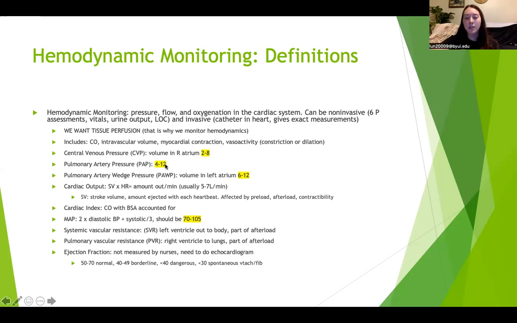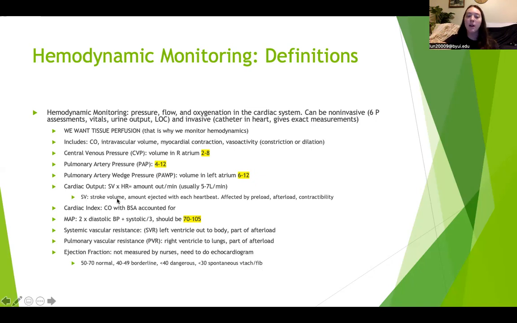Pulmonary artery pressure is about 4 to 12. And I'll show you a diagram that will make more sense, but just remember these numbers. Pulmonary artery wedge pressure is the volume in the left atrium. So CVP and PAWP are the important ones. And to measure PAWP, you have to inflate a balloon on the catheter and it floats up through the pulmonary artery into the left atrium. Only done for a couple seconds to not occlude anything, but again, I'll show you a picture to make more sense of that.